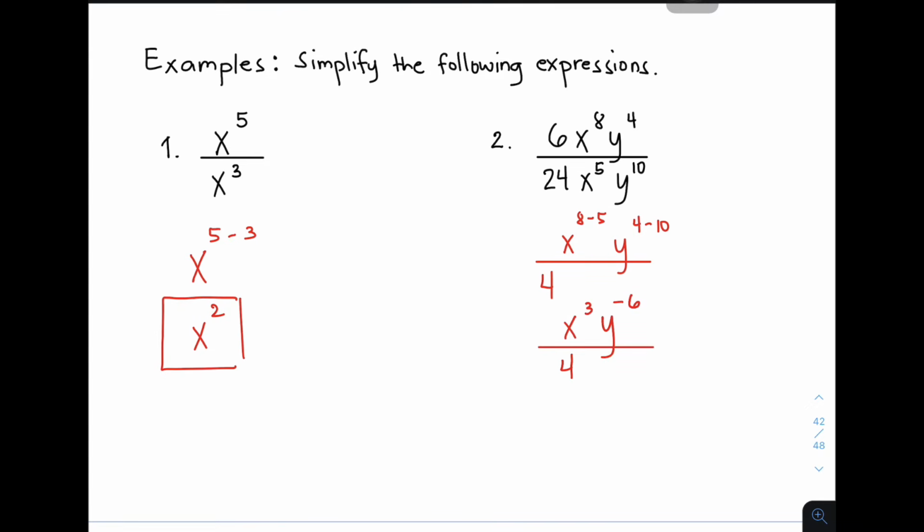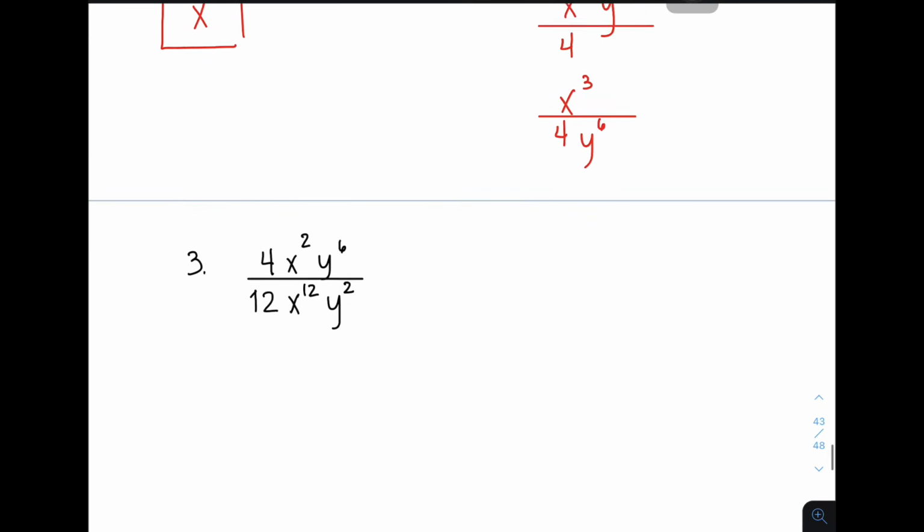We're not done yet because, as you can see, the exponent of the variable y is negative. So what we will do is we need to apply the negative exponent rule, wherein we need to change this into a positive 1. So the final answer here is x raised to 3 over 4 y raised to 6. We need to change the position of your variable y to make it a positive exponent. So let's move on with item number 3.